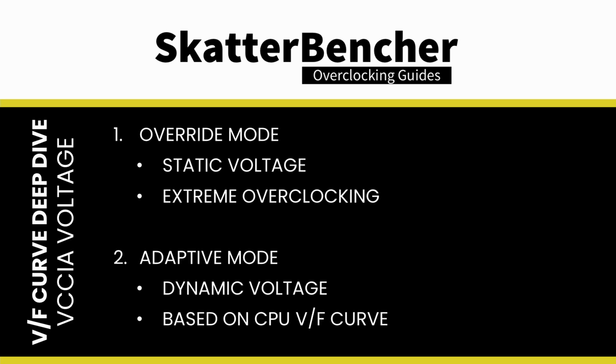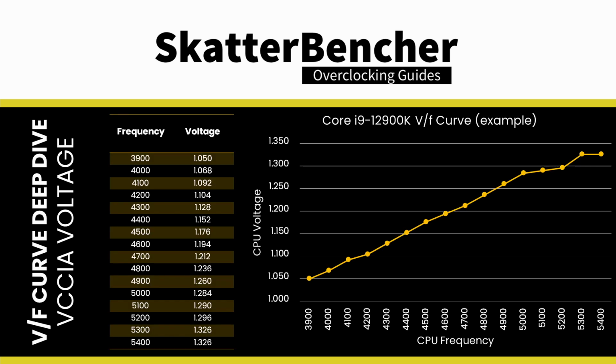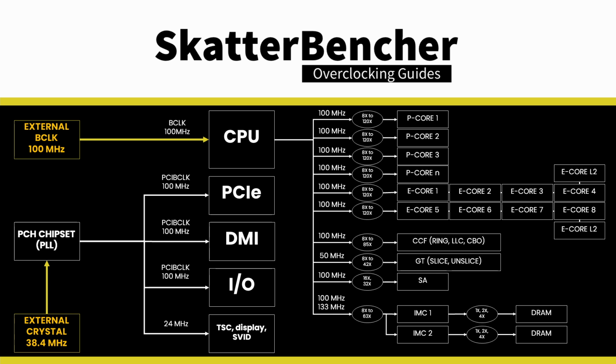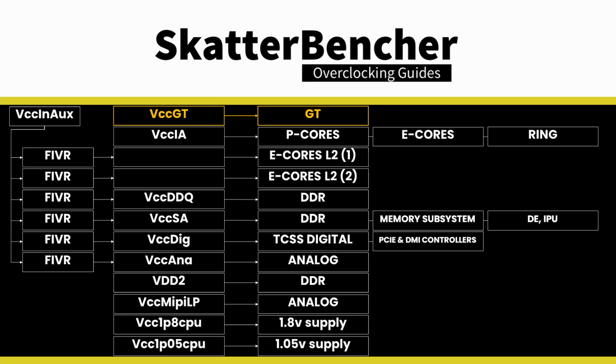The voltage for the VCC-IA rail can be configured in 2 main ways: override mode and adaptive mode. For this segment, we will ignore override mode and only work with adaptive mode. As I mentioned before, the VF curve stands for the voltage frequency curve and describes the relationship between the operating frequency and operating voltage. A lot of parts inside your CPU have a VF curve, including every P-core, every E-core cluster of 4 cores, the ring, and the integrated graphics. We can ignore the integrated graphics for now, as this is powered by another voltage rail called VCC-GT.